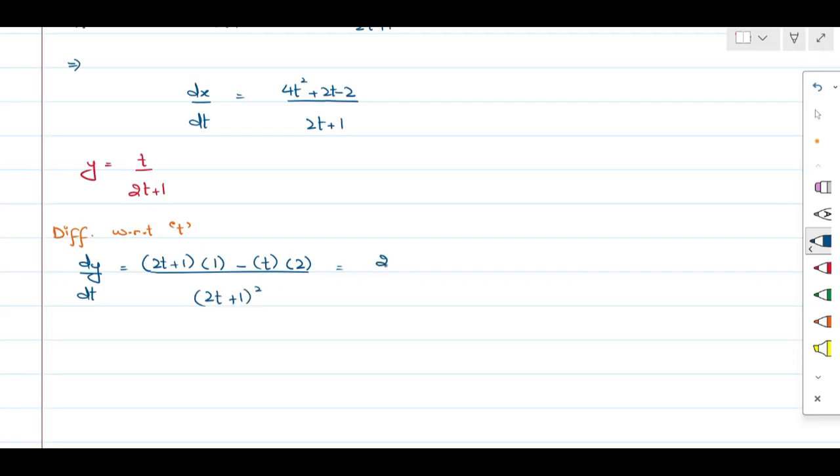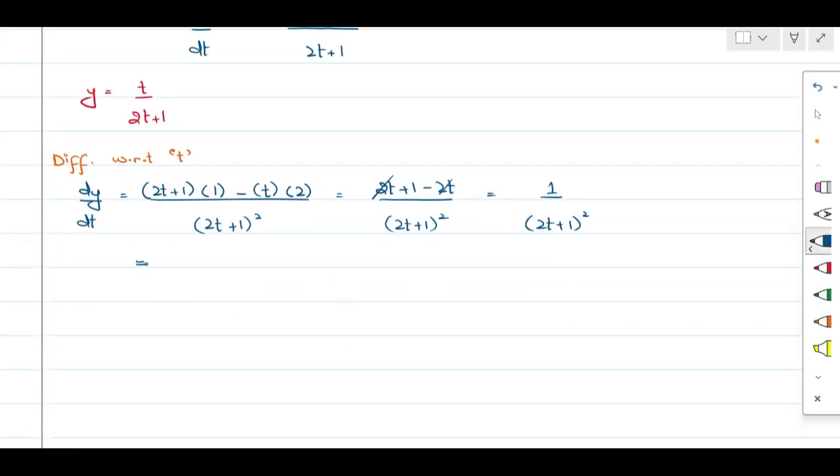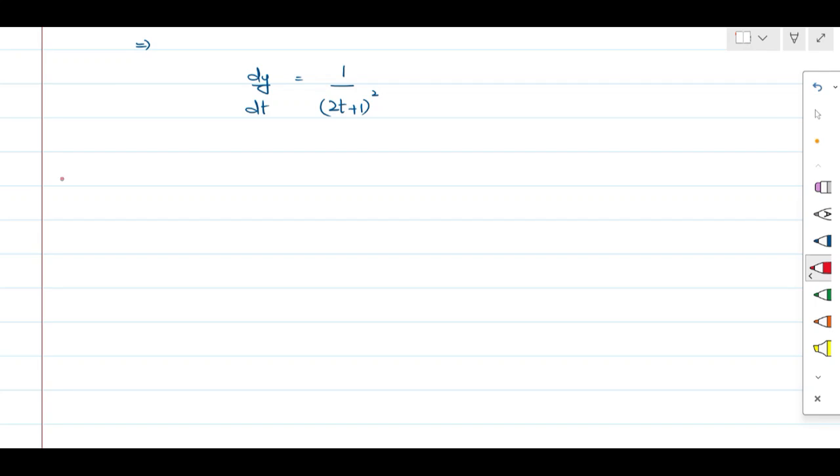Okay, so this is 2t plus 1 minus 2t, divided by 2t plus 1, product with 1 is 2t plus 1, minus 2 times t is minus 2t. So 2t plus 1 whole square. Plus 2t and minus 2t cancel out, 1 over 2t plus 1 whole square. So this is a simplified expression for dy over dt. So here dy over dt we got is 1 over 2t plus 1 whole square. Okay, now here we apply the chain rule.